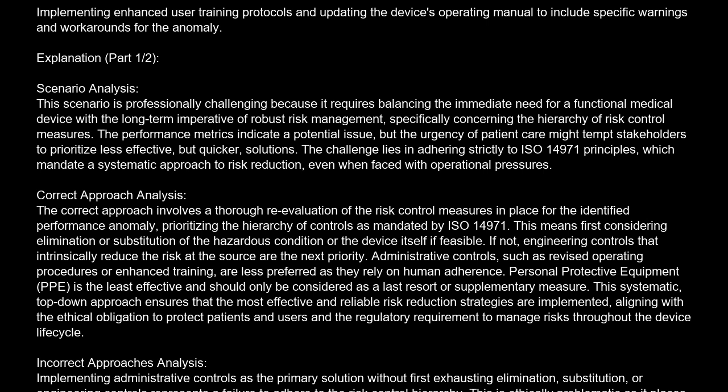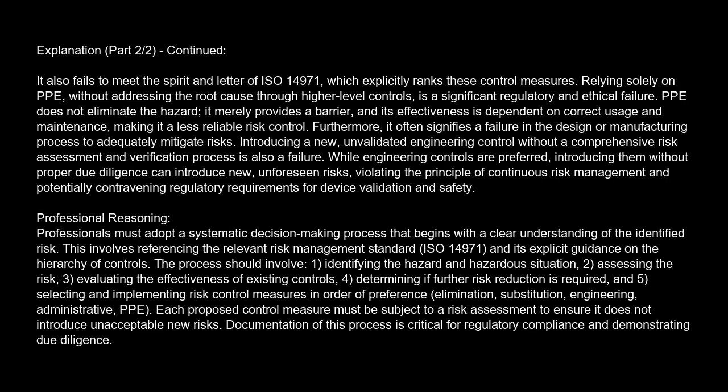This is ethically problematic as it places a greater reliance on human factors, which are prone to error, rather than intrinsically safer design. It also fails to meet the spirit and letter of ISO 14971, which explicitly ranks these control measures. Relying solely on PPE without addressing the root cause through higher-level controls is a significant regulatory and ethical failure. PPE does not eliminate the hazard. It merely provides a barrier, and its effectiveness is dependent on correct usage and maintenance, making it a less reliable risk control. Furthermore, it often signifies a failure in the design or manufacturing process to adequately mitigate risks.